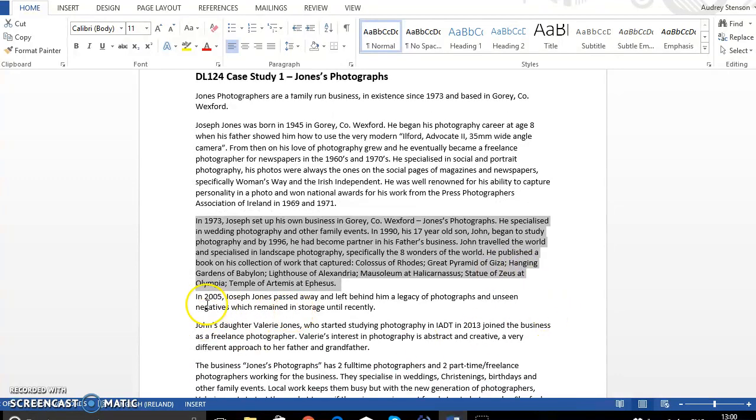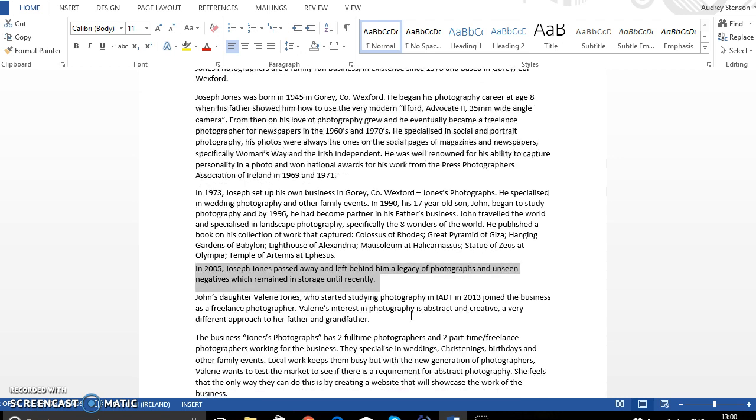When Joseph Jones passed away, he left behind him a legacy of photographs and unseen negatives which remained in storage until recently. So you nearly get the feeling there that these photographs were suddenly found, and what can they do with them? How can they use them to promote the business? How can they use them to promote that ethnicity of the business? Exactly how would this appeal to a potential audience?